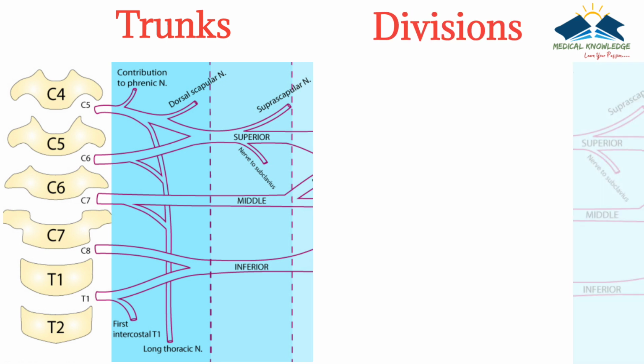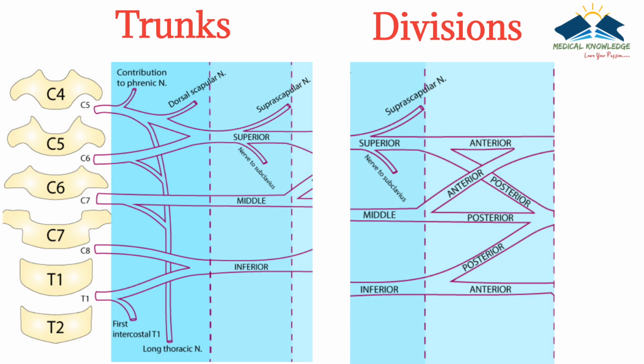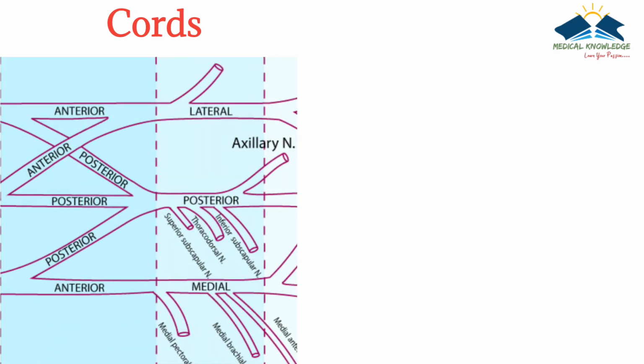Third, divisions. Each trunk then splits in 2 to form 6 divisions, which are anterior or ventral divisions of the upper, middle, and lower trunks, and posterior or dorsal divisions of the upper, middle, and lower trunks. These ultimately supply the anterior and posterior aspect of the limb. Fourth, cords. These 6 divisions regroup to become the 3 cords.